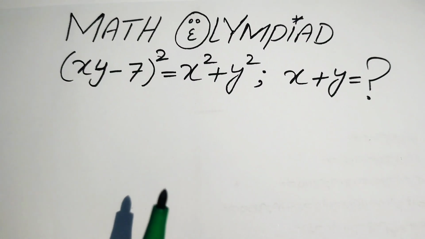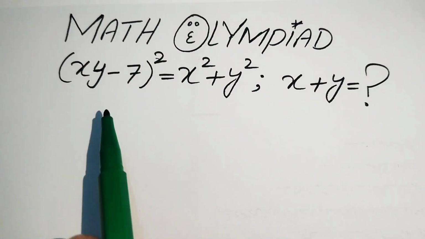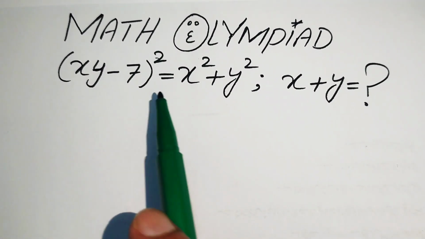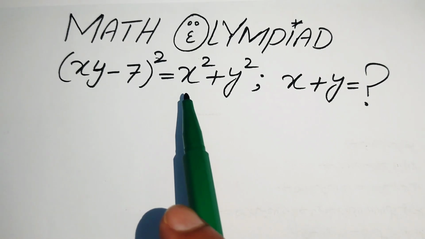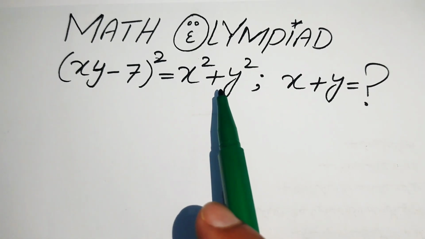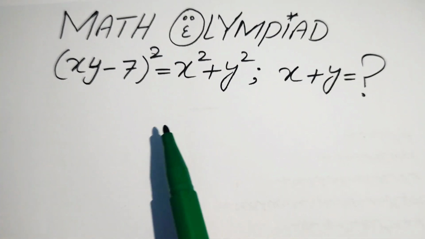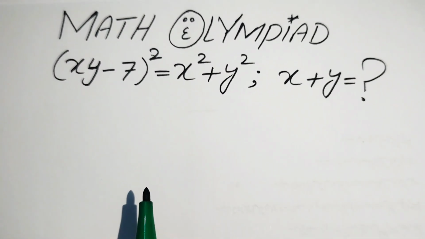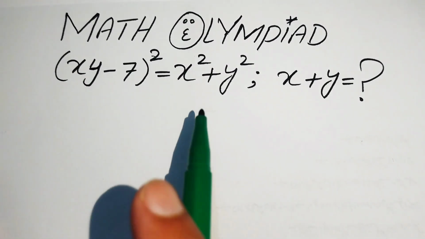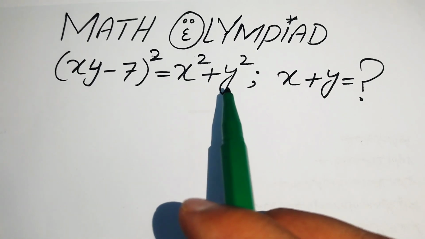Everyone, welcome to solve this math Olympiad algebra problem, and here we have (xy - 7)² = x² + y². So now in this question we find the value of x + y. The very first step we are going to do is to focus on the right-hand side, and we have x² + y².